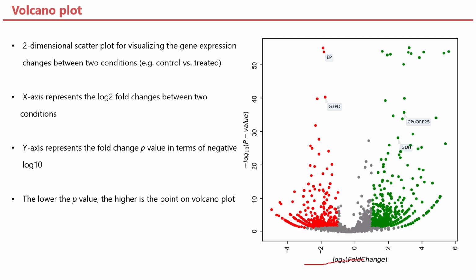The x-axis on a volcano plot represents the log2 fold change, that is, the change in expression between the two treatment conditions. And the y-axis represents the p-value in terms of minus log10. The minus log10 value is used for scaling purposes, which makes genes with lower p-values appear at the top of the volcano plot, and it makes it easy to visualize the genes.